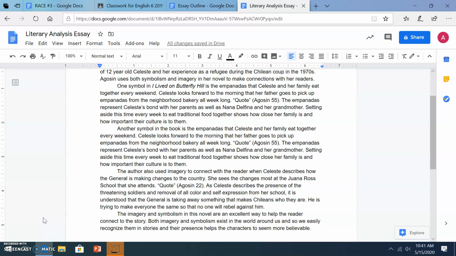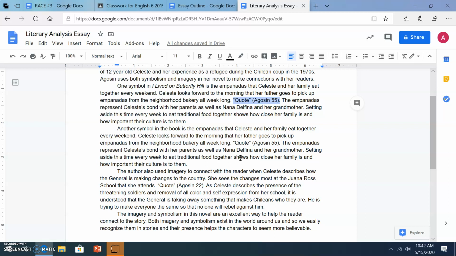So I'm going to put this essay that I just put together for you guys up as an example attached to the assignment. You will notice that in the concrete evidence portion where I'm supposed to be citing evidence for each paragraph, I've just put quote in quotation marks, and that's because I don't have my I Lived on Butterfly Hill book with me here at home, so I wasn't able to actually go into it and find quotes. It is not acceptable for you guys to do that in your essay.